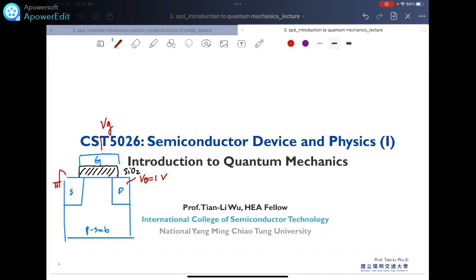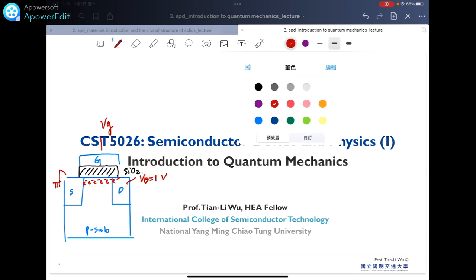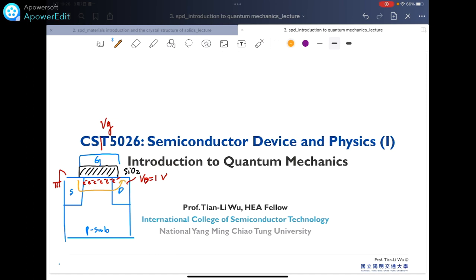Once we apply gate bias, we will start to create electrons here. Because you have the gate positive bias, for sure you will start to attract some of the negative charge that will become the electrons here. And since we also apply the drain bias from the right hand side, all this negative charge will flow. So you will see the electron flow from the source to drain, and this will become the drain current.